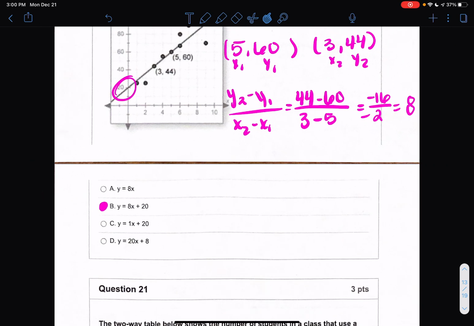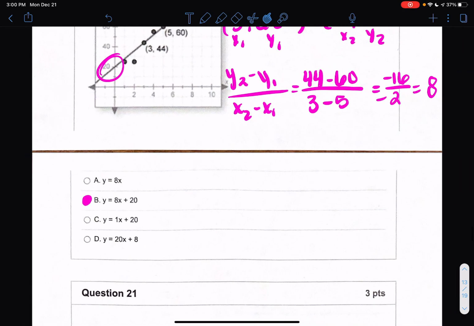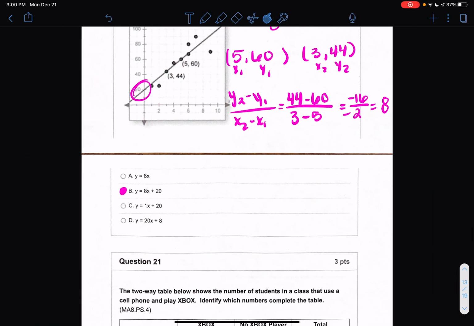Okay, remember your slope is always attached to x, so that's why D would not be an answer.